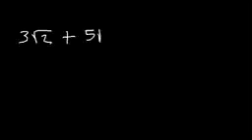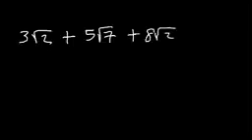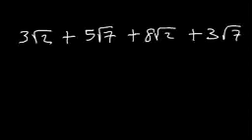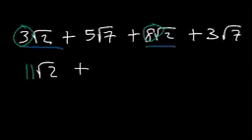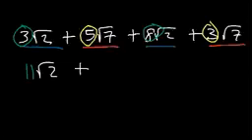Another example, let's say you have 3 radical 2 plus 5 radical 7 plus 8 radical 2 plus 3 radical 7. These are like terms. Because the radical 2 is the same, you can add the 3 and 5, not the 3 and 5, but the 3 and 8. 3 plus 8 is 11, so it's 11 root 2. Now these two are like terms. You can add the 5 and the 3 to give you 8, so it's 8 root 7.